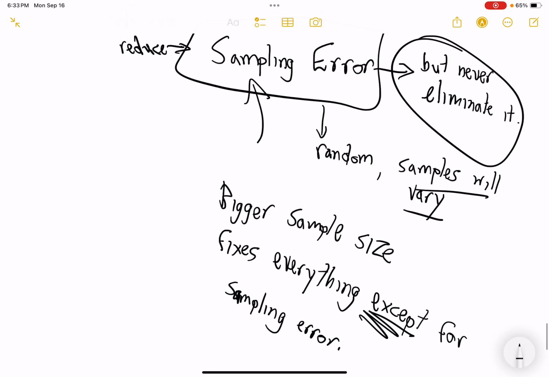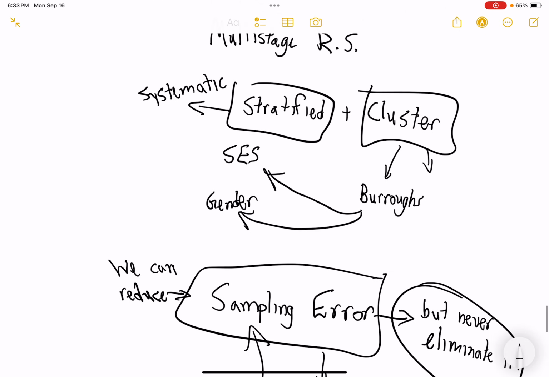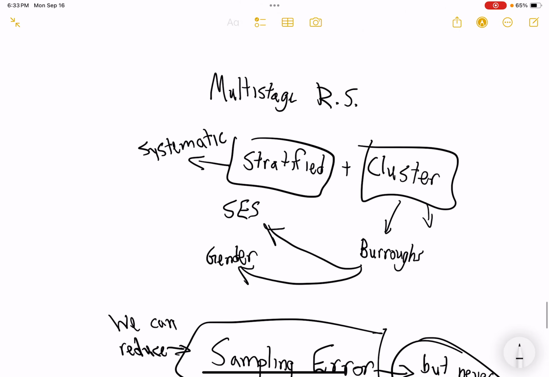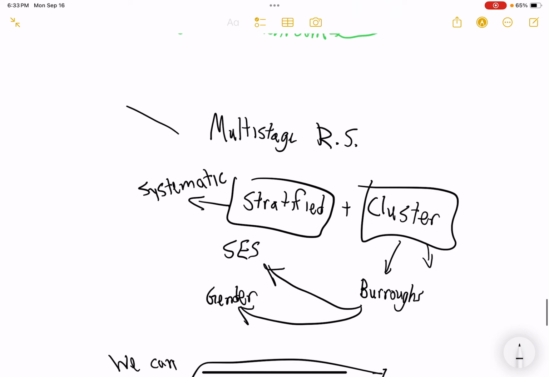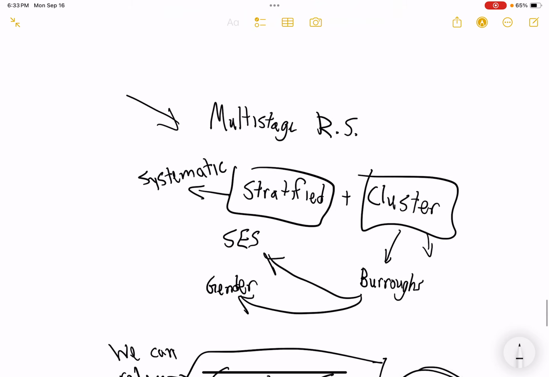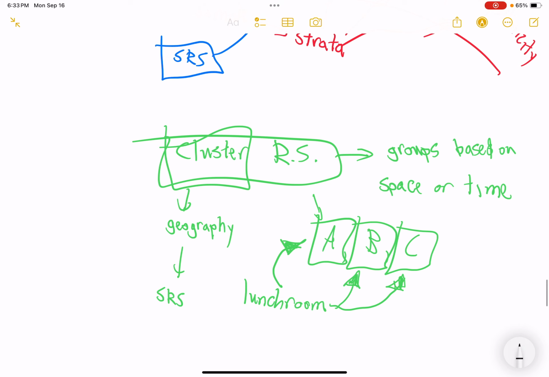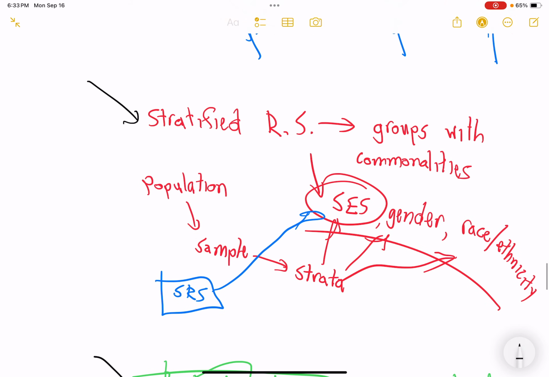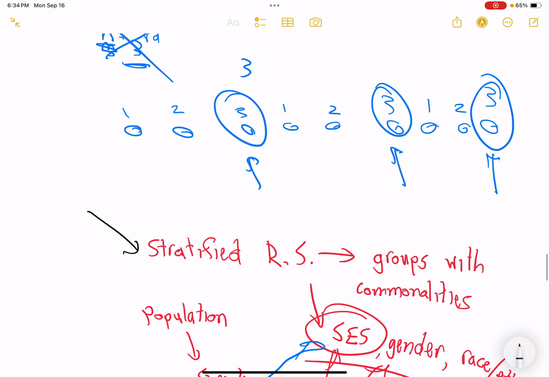We've learned about the law of large numbers and that making bigger samples is always a good thing for our data and reliability. We've learned about multi-stage random sample, which is where you take multiple other versions of random sampling and we combine them together to get more detailed data. We've learned about cluster, which is more about geography and space and time and how we split people up based on that. We learned about stratified, which is where we group people based on common qualities, right? Like socioeconomic status, gender, race, ethnicity, things of this nature.